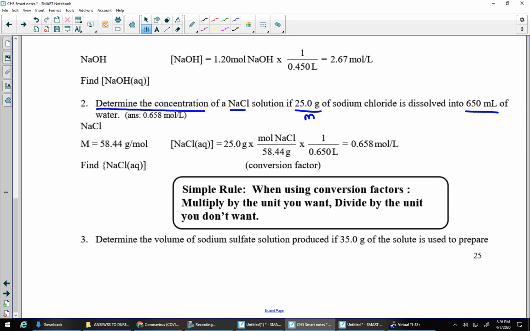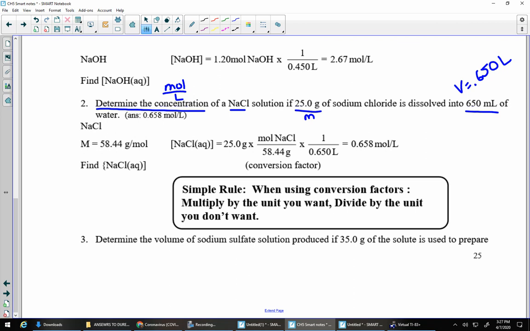So I got 25 grams, that's my mass. My volume is equal to 650 milliliters. Again, we kind of want that in liters, so 0.650 liters of water. Perfect. So determine the concentration, that's my question. I'm understanding the concentration is in moles per liter. So what do I need to find? I need to find the moles, and I need to divide that by the liters.